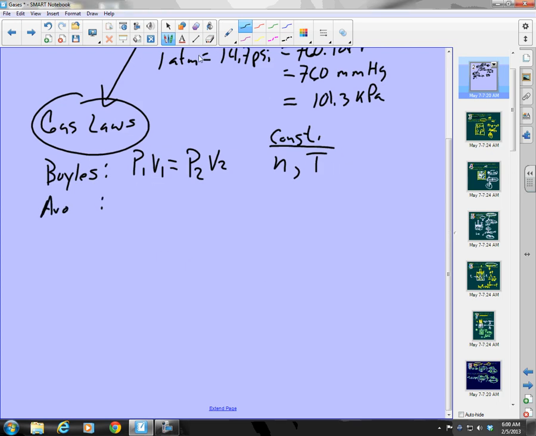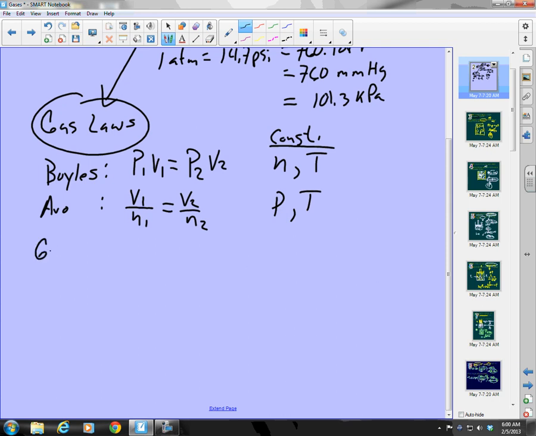Then I think we had Avogadro's law, and that is V1 over N1 equals V2 over N2. And we said the N is my moles, and V is volume. And that would mean pressure and temperature are constant.